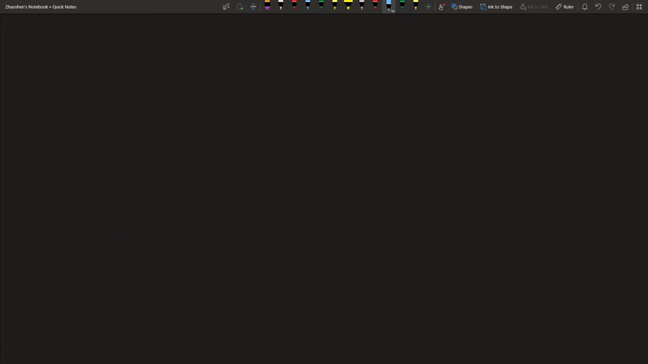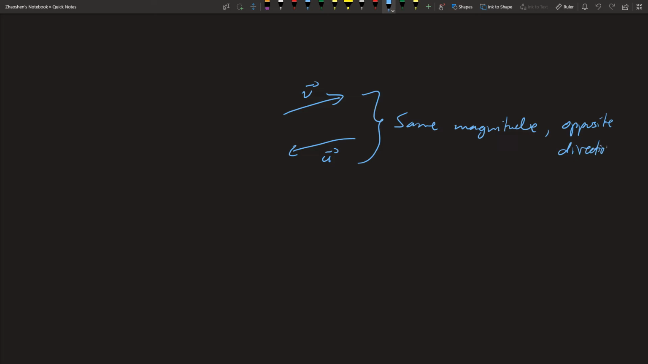Another thing that you should know before moving on is opposite vectors. We kind of mentioned it up here a little bit, but for example, you have a vector v and then another vector u, such that they have the same magnitude, opposite directions, then those two vectors are said to be opposite vectors. v and u are opposite vectors. This idea is very important.